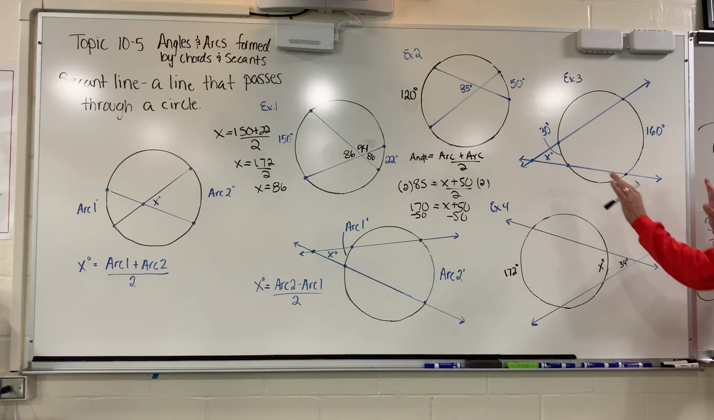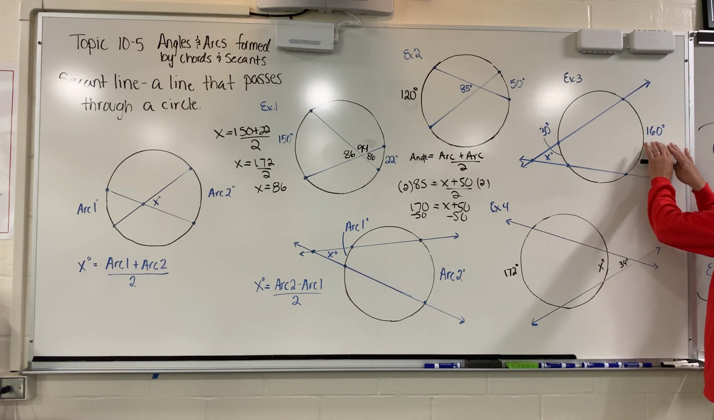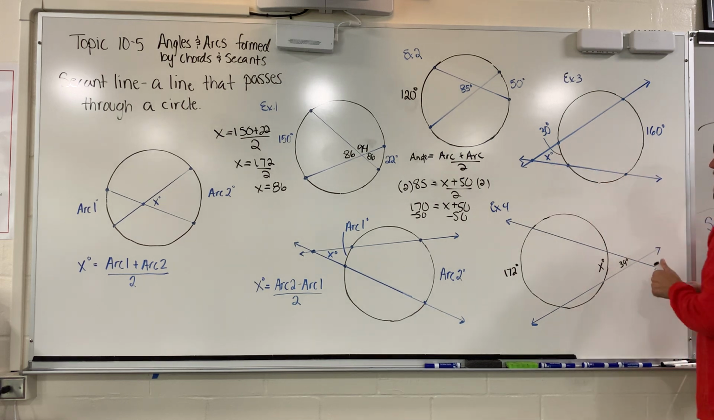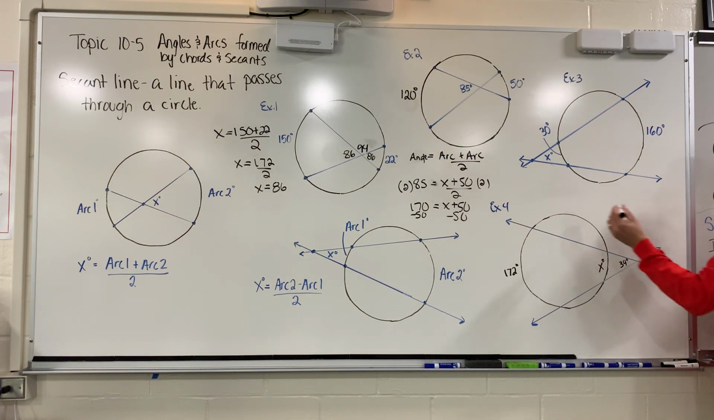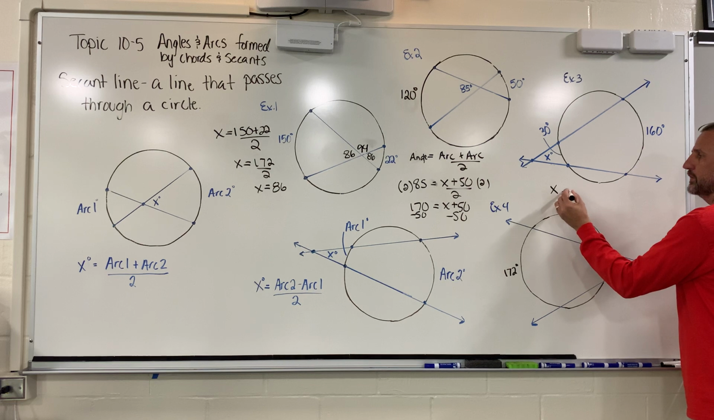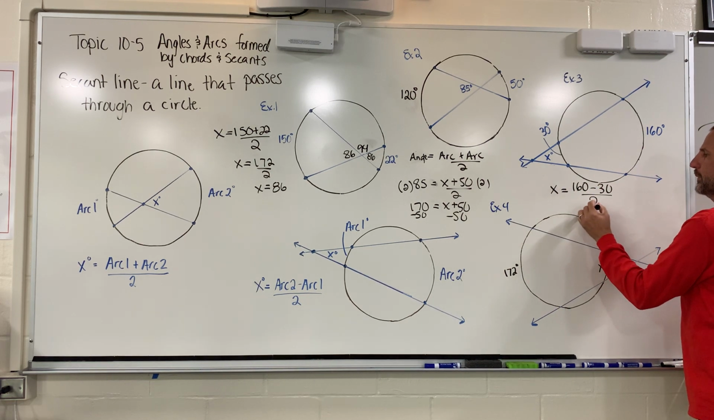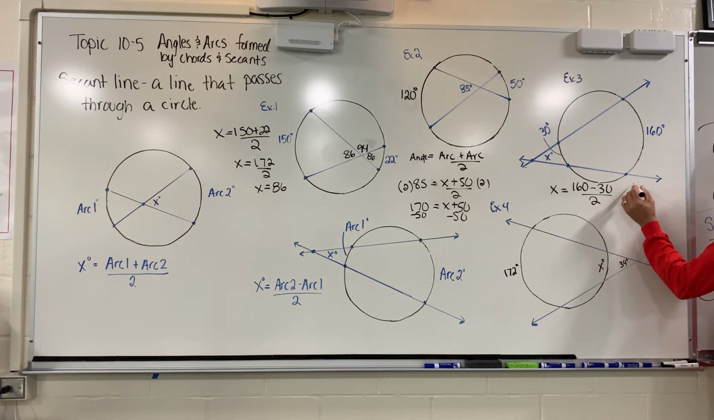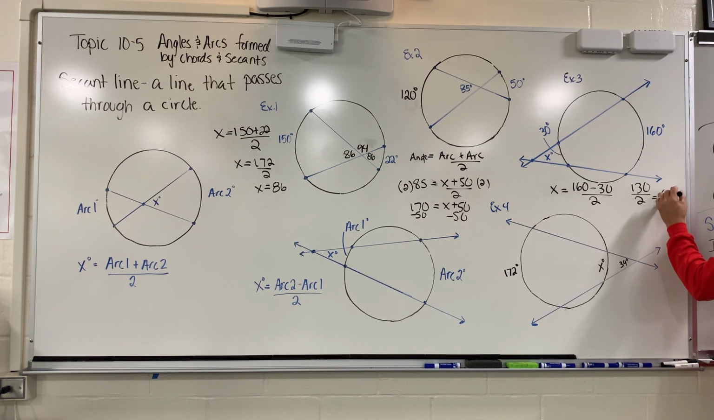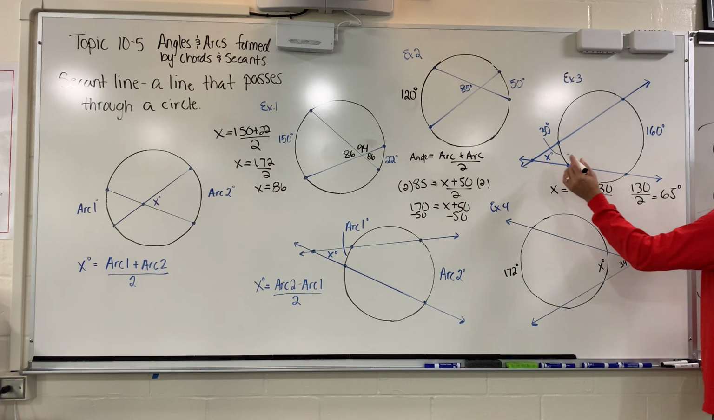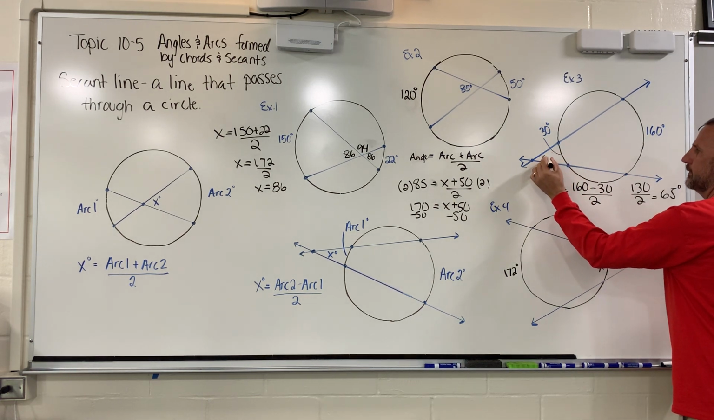So with that, let's take the first example. I have 160 and I've got 30. I need to write it so that the 160 is the larger number. So I'm going to say 160 minus 30 divided by 2. Well, 160 minus 30 is 130, divided by 2, which is 65. So the missing angle is 65 degrees.